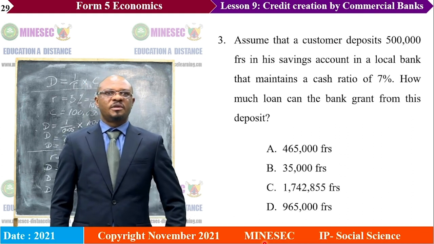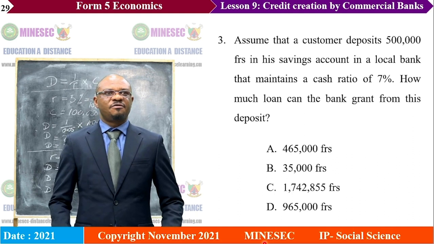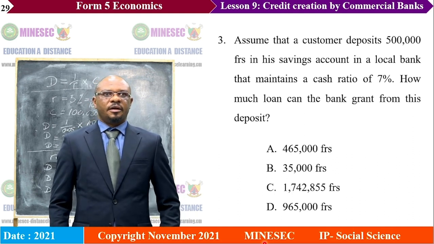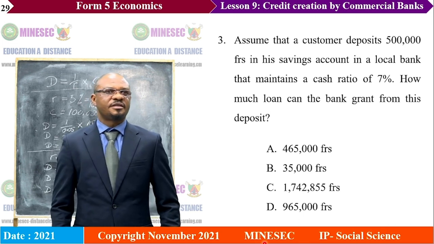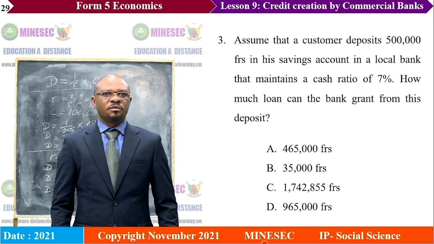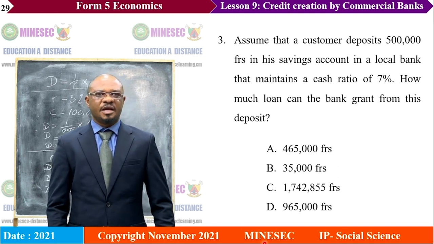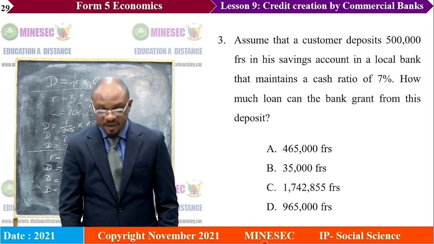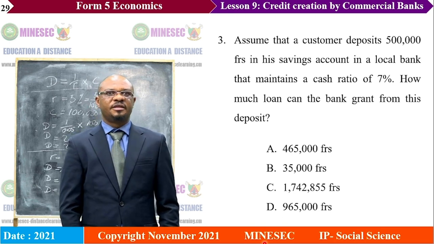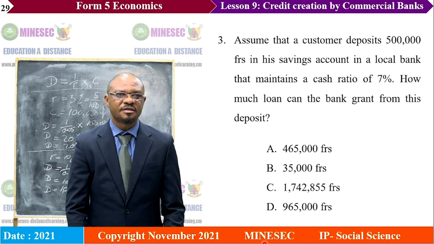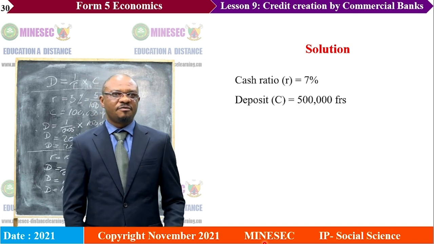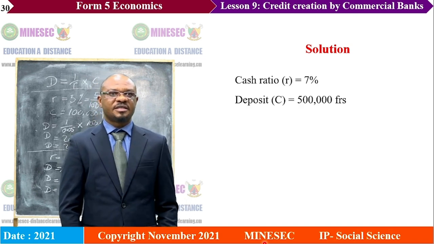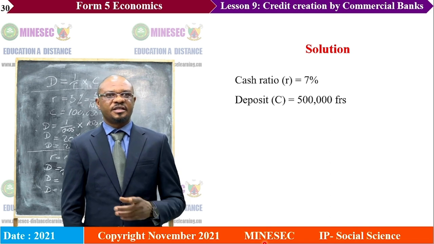Next question. Assume that a customer deposits 500,000 francs in his savings account in a local bank that maintains a cash ratio of 7%. How much loan can the bank grant from these deposits? So we have A, 465,000 francs, B, 35,000 francs, C, 1,742,855 francs, and D, 965,000 francs.